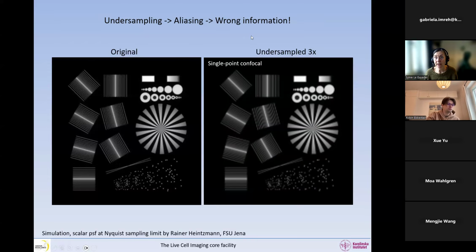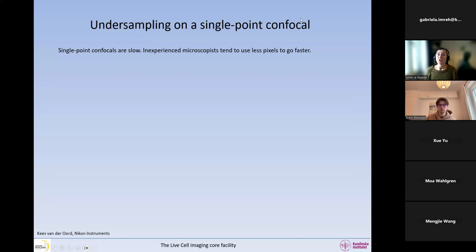So now if we're looking at what happens in a single point confocal instead, it's basically the same thing. You can see pretty much the same type of artifacts in this undersampled image in a single point confocal. But on a single point confocal, the situation is a little bit different, because as you know, single point confocals are slow, and an inexperienced microscopist will want to use fewer pixels.